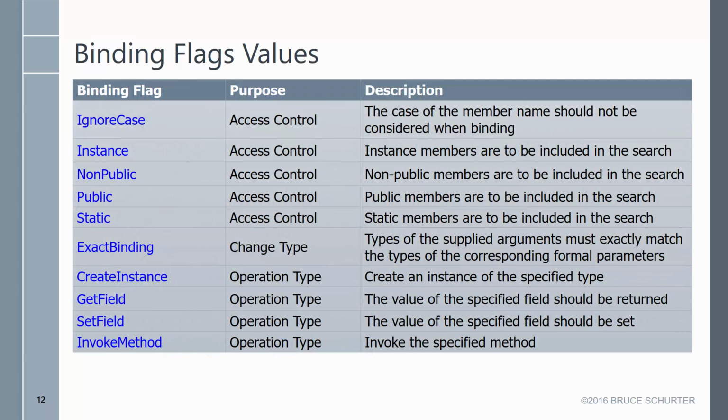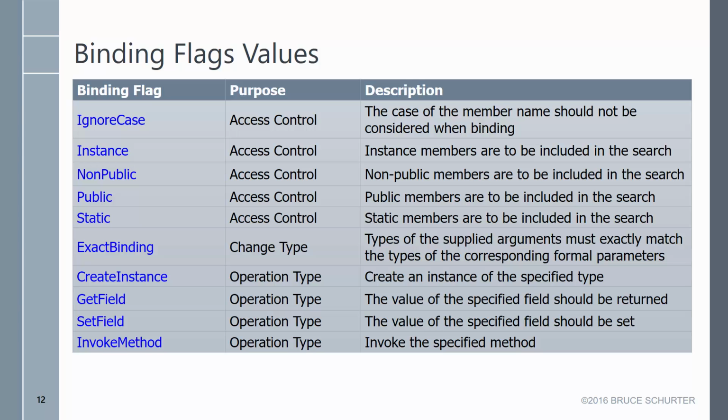Here are some of the binding flag values. Ignore case is useful if you are searching for a given function or property and you're not sure how the spelling is. So if you're not sure if it's all capital letters or proper case, mixed case, etc., you can use ignore case, so it'll find anything that matches that text pattern regardless of character casing.